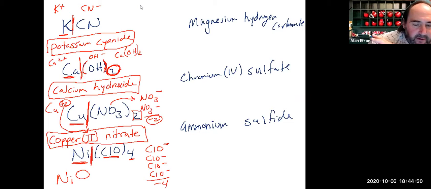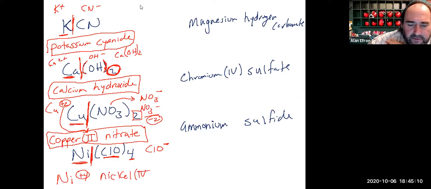That means over here, our nickel should be a plus four in this case. And putting all that together in a name, we would go with nickel. Here we would need a Roman numeral to indicate the charge. So this would be nickel, Roman numeral 4 for the charge on the metal. And again, even though we have a bunch of those ClOs, we're only going to use the name of it, which would be hypochlorite. So nickel 4 hypochlorite. Any question on any of those names there?